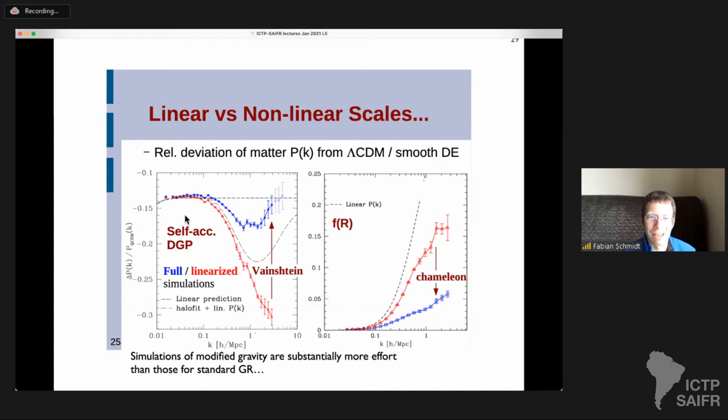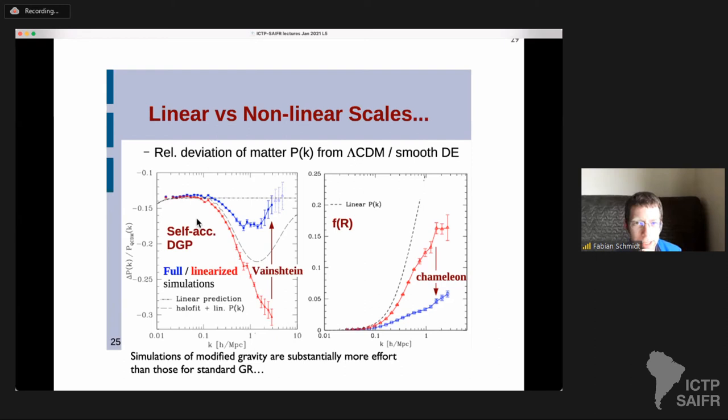Let's look at the right panel first. This plot shows the ratio of the nonlinear power spectrum of matter from simulations in F of R gravity and lambda CDM. And you can see that it's increased on small scales due to the enhanced gravitational forces acting on matter. There are also strong signs of screening mechanisms, which I didn't describe, but Pedro will hopefully describe. On the other side, I have another model, where you see there's less power. So I'm contradicting myself. So what's going on?